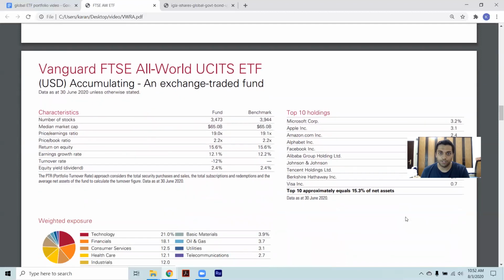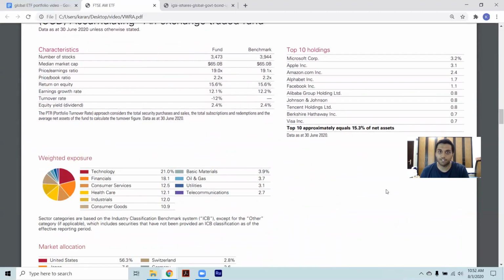So the next thing that you'd want to look at are the top 10 holdings of this particular ETF. As you can see, we have them here: Microsoft, Apple, Amazon, Alphabet, Facebook, Alibaba, Johnson & Johnson, Tencent, Berkshire Hathaway, and Visa. As we can see, just from the top 10 holdings, it's highly weighted towards the American market and specifically towards technology. But if you actually look at the weighted exposure, technology is only 20% of the entire weightage of the ETF. It's a relatively balanced ETF. The fact is that technology has been outperforming the rest of the market over the past 10 years. Hence, the weightage in technology is a lot higher.